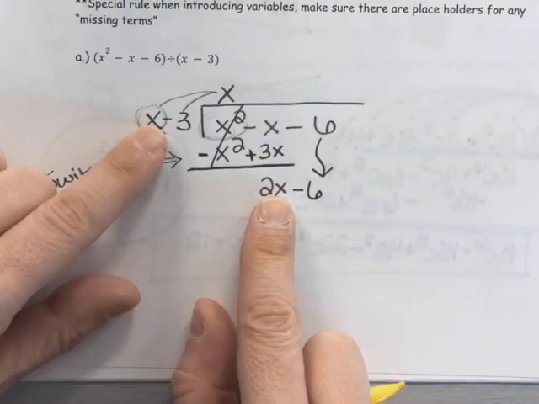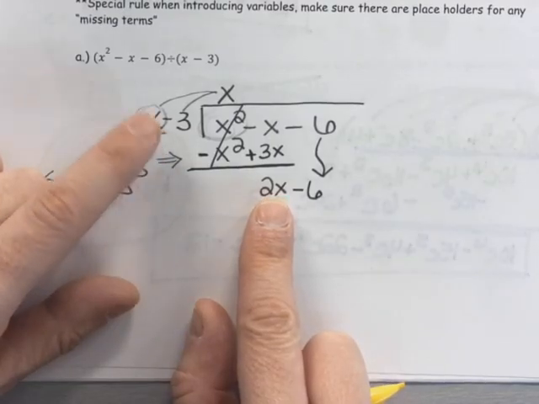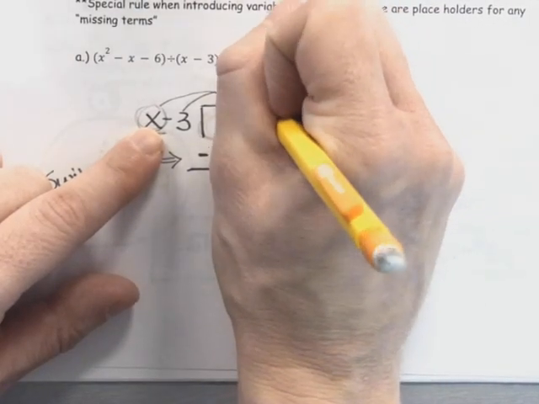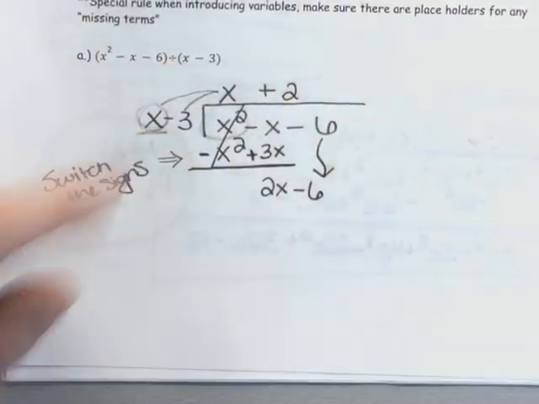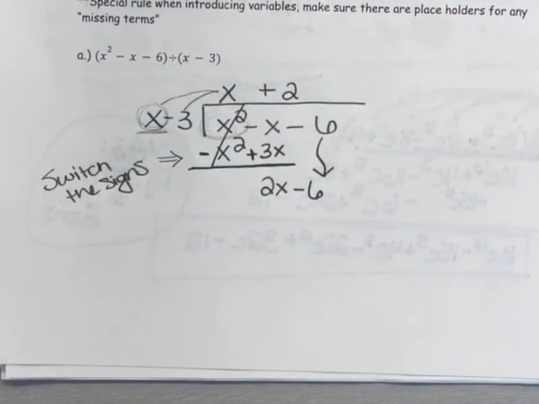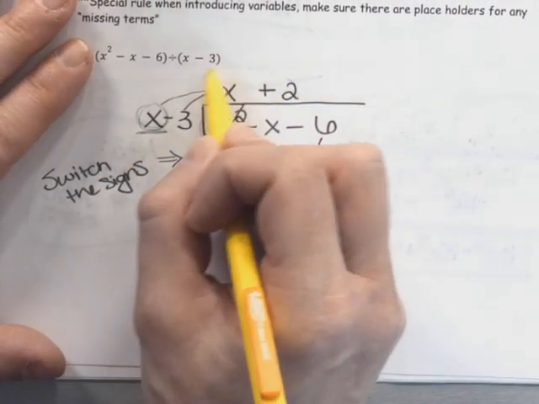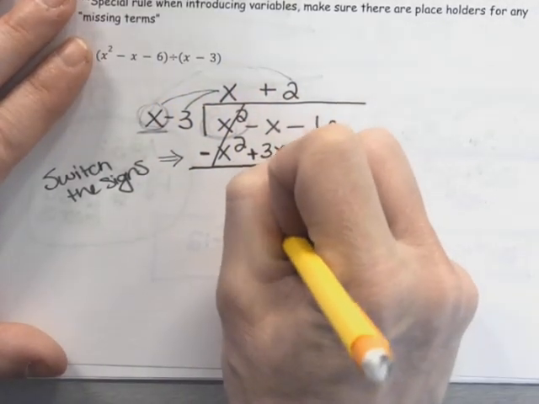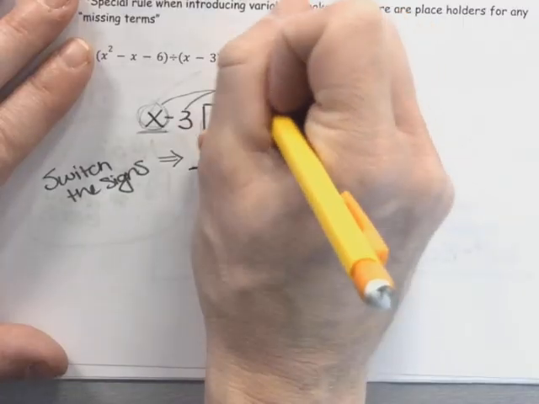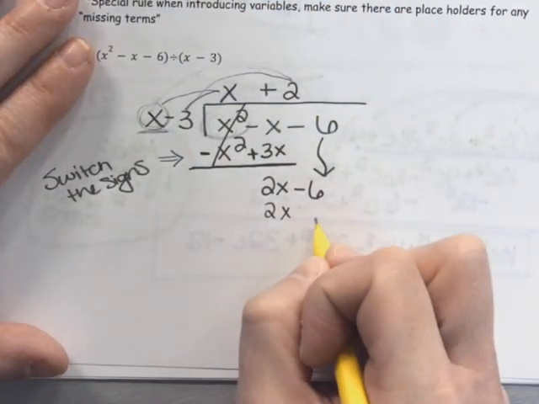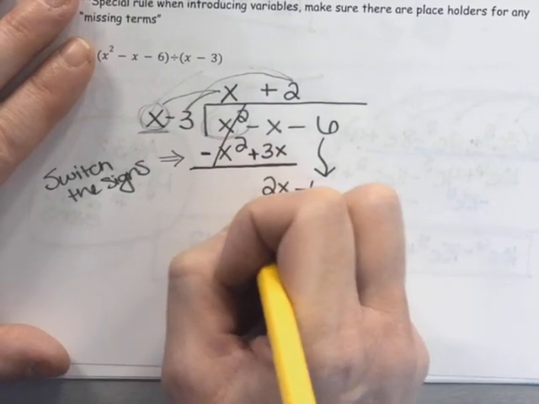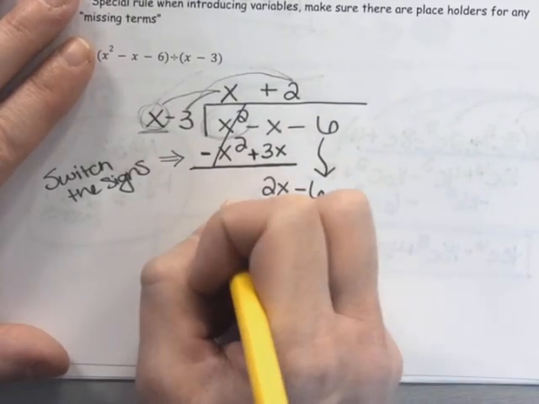X times what would get you to 2x? What would you need to multiply x by? 2. Just 2, right? And a positive 2? Okay, so I'm going to put plus 2. And now I need to distribute that. So x times 2 is 2x. X times negative 3 is negative 6. And I'm going to switch my signs.